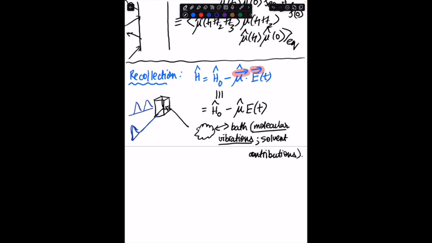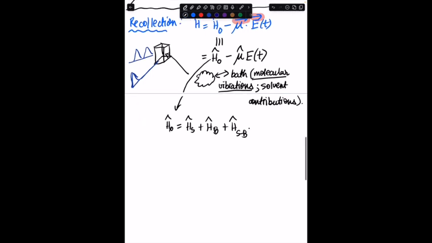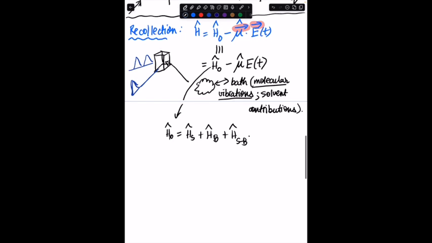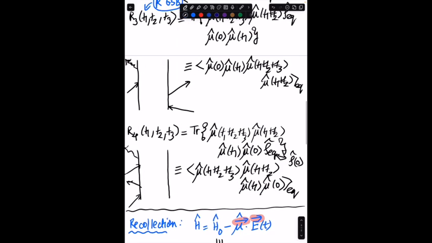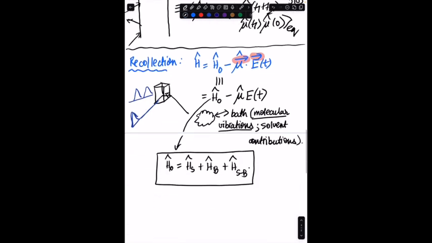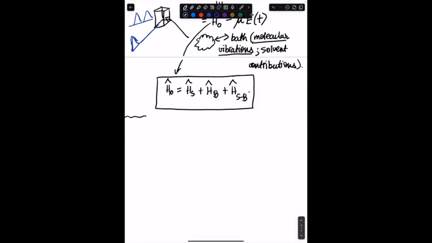So you need to take care of these system bath interactions in our matter Hamiltonian of matter system. So your matter Hamiltonian is given by a system Hamiltonian plus a bath Hamiltonian and some system bath coupling between the two Hamiltonians, which is given by the third term. So under this framework, we will calculate our third order nonlinear optical response functions. So before we do so, let us consider a simpler case.